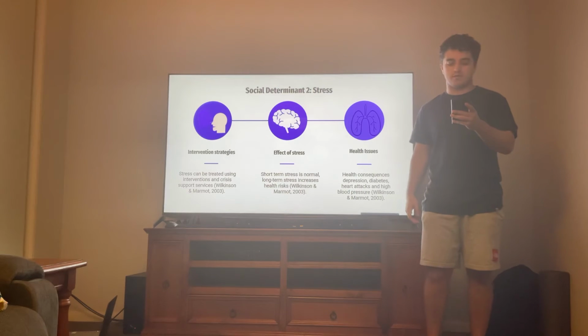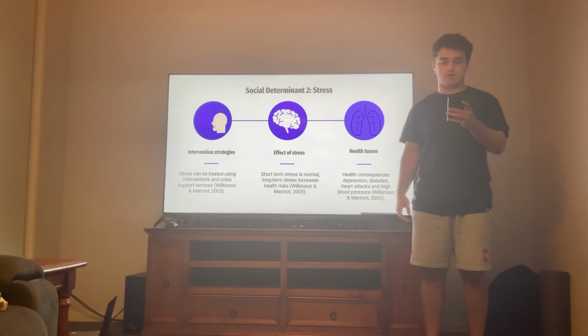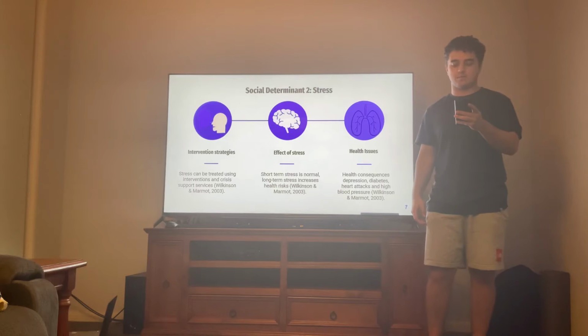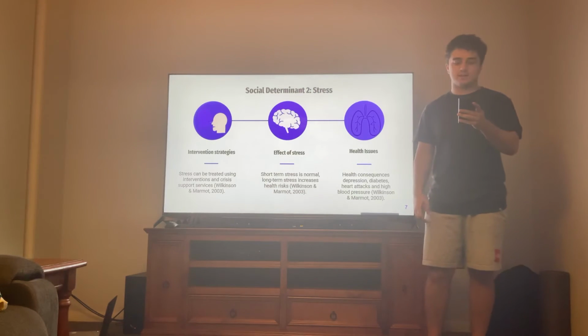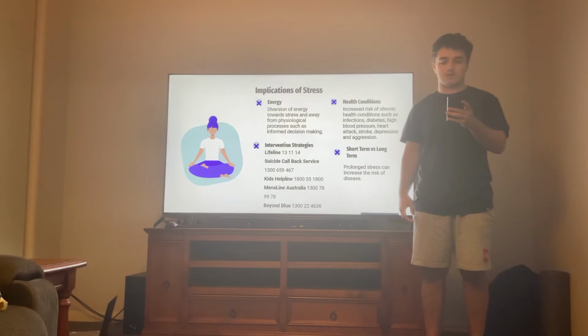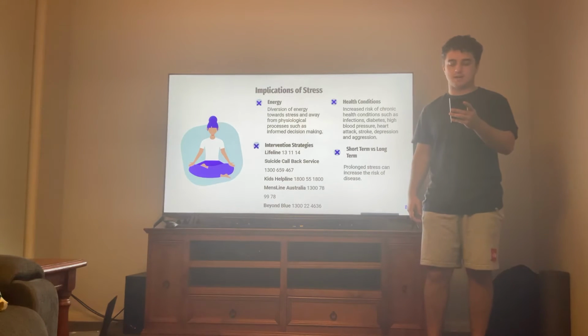Stress for a brief amount of time will cause little to no effects on the body, but if it's prolonged for long periods of time, this can increase the risk of a wide array of chronic health conditions. These conditions include infections, diabetes, high blood pressure, heart attack, stroke, depression, and aggression.